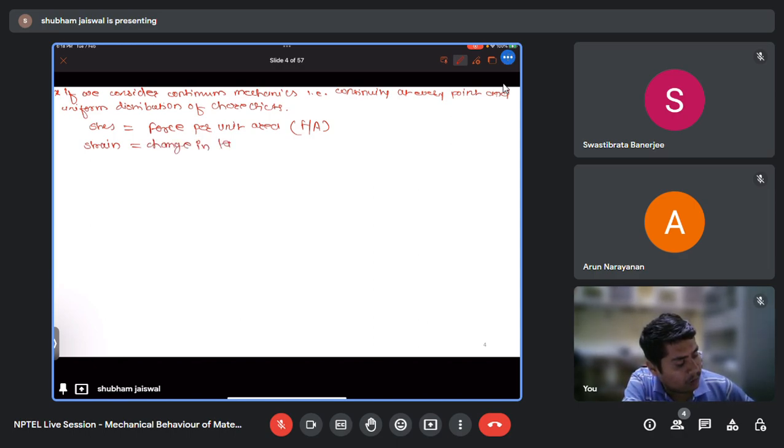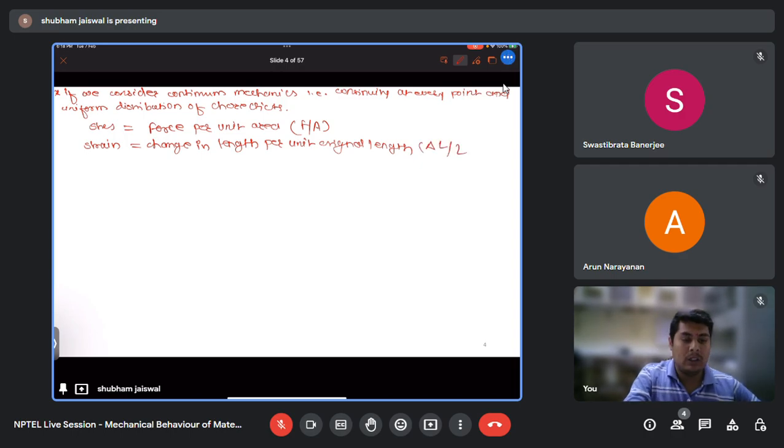and then we define the strain, that is change in length per unit original length, that is delta L by L.